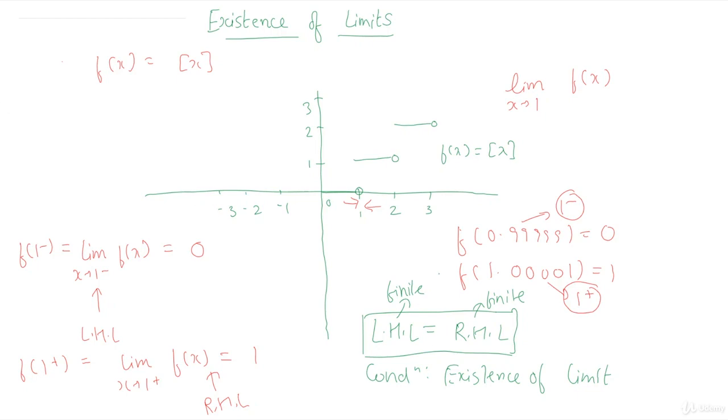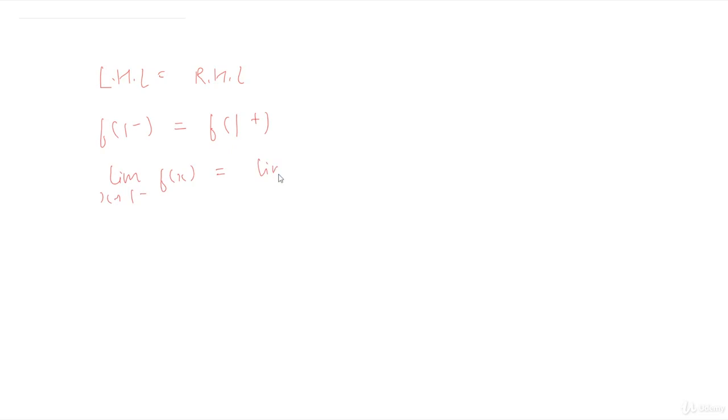Now let us have some other notation as well. This was the LHL. LHL is equal to RHL. So LHL, which was f of 1 negative in our case, is equal to f of 1 positive, the RHL. And this was the limit as x approaches 1 negative of f of x equal to the limit as x approaches 1 positive of f of x.